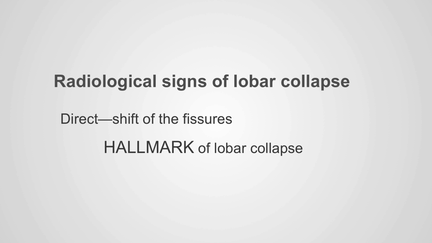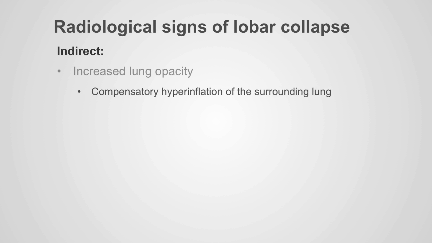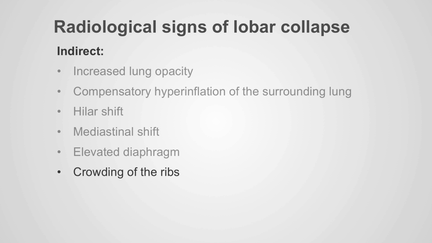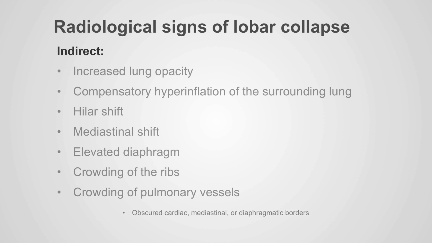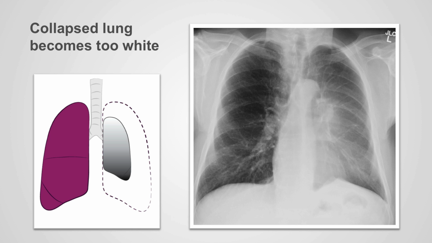of lobar collapse. There are various indirect signs that include increased lung opacity, compensatory hyperinflation of the surrounding lung, hilar shift, mediastinal shift, elevated diaphragm, crowding of the ribs, crowding of the pulmonary vessels, and obscured cardiac, mediastinal, or diaphragmatic borders. The collapsed lung will become too white.